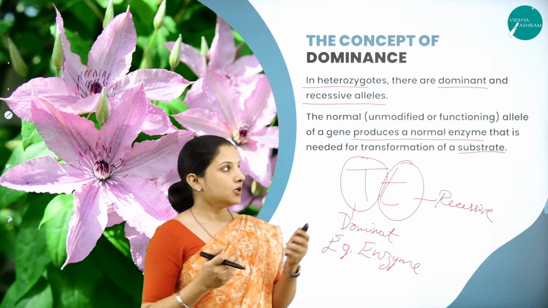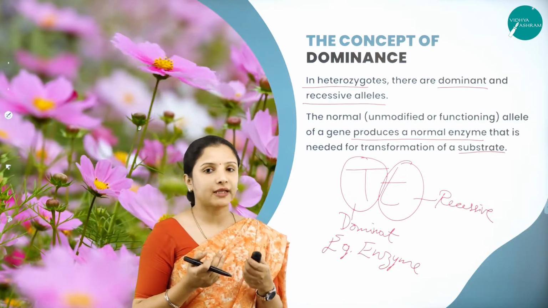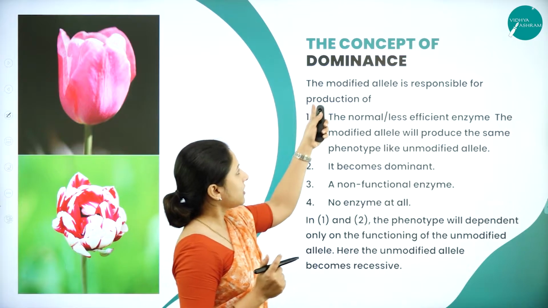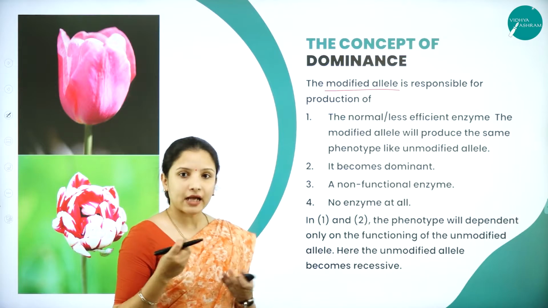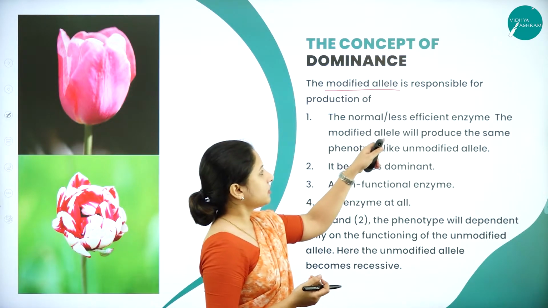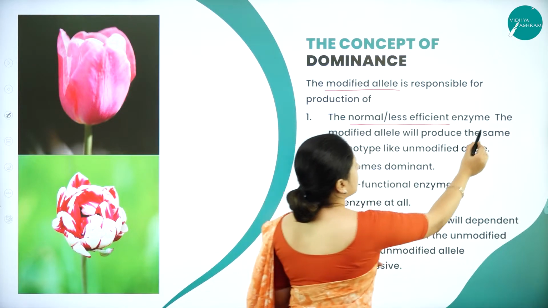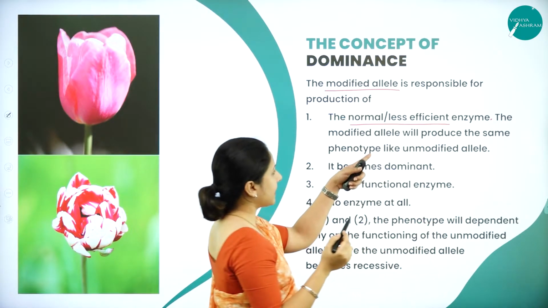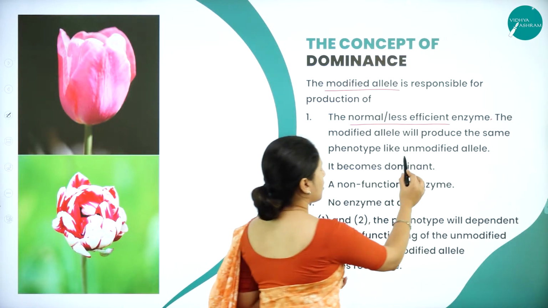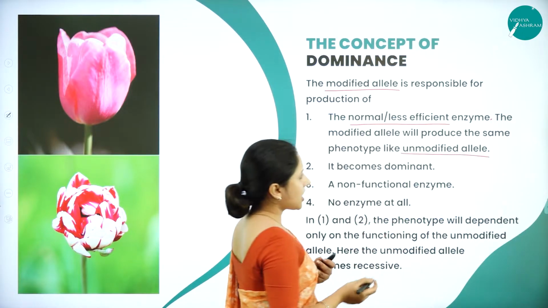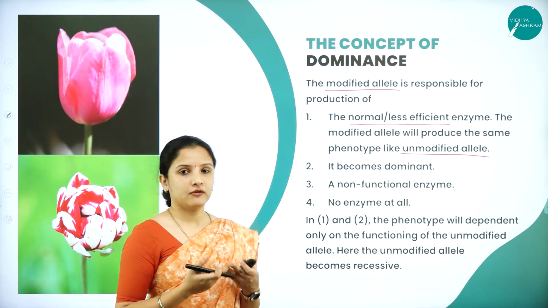Say for example, now the allele gets modified. If the allele gets modified due to some external factors, what might happen? The enzyme may remain normal, or it may become less efficient, and the modified allele might produce the same phenotype as the unmodified allele. So what happens here is there won't be any change in the phenotype in spite of the modified allele. There won't be any change in the phenotype.